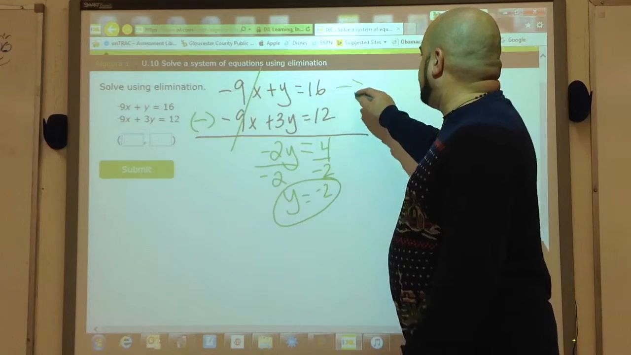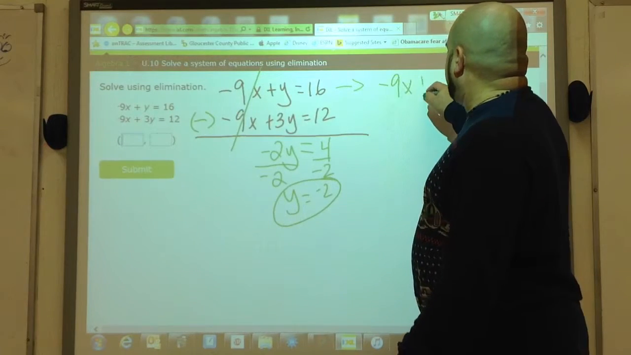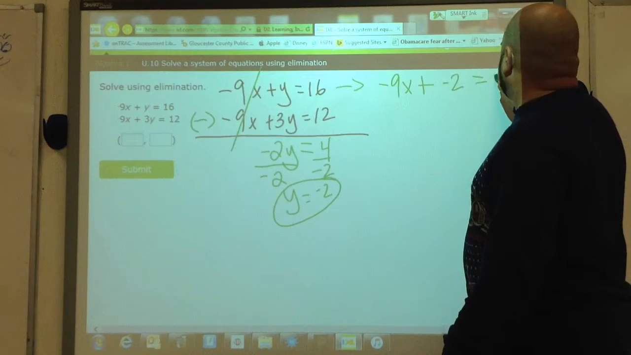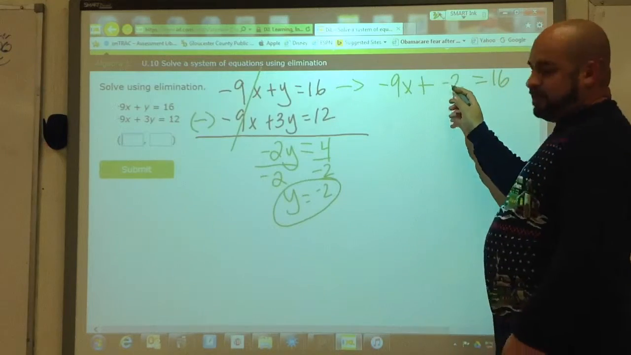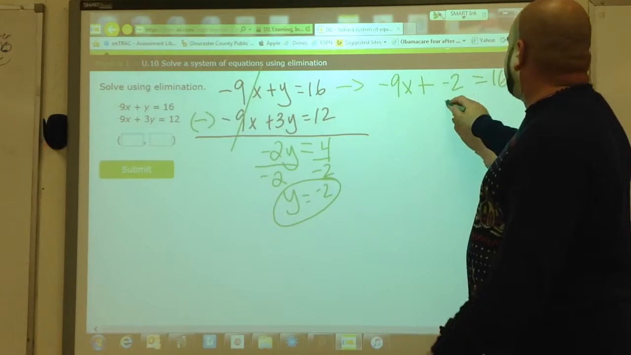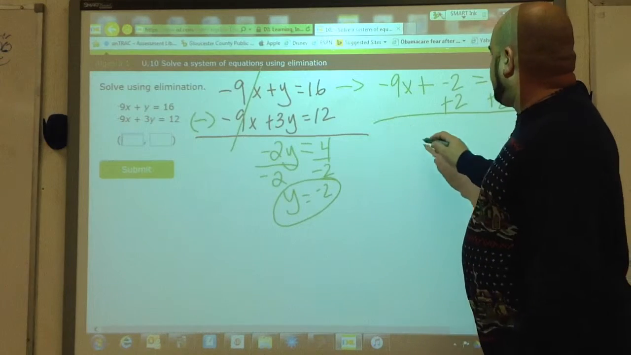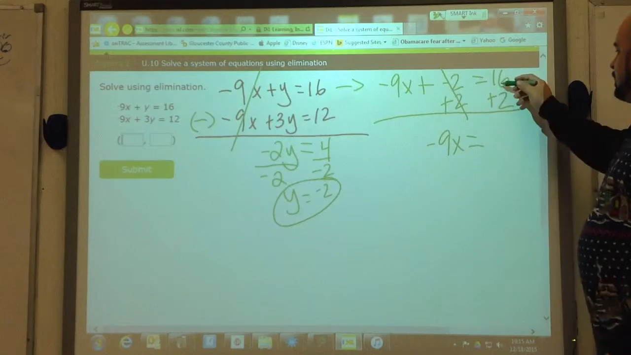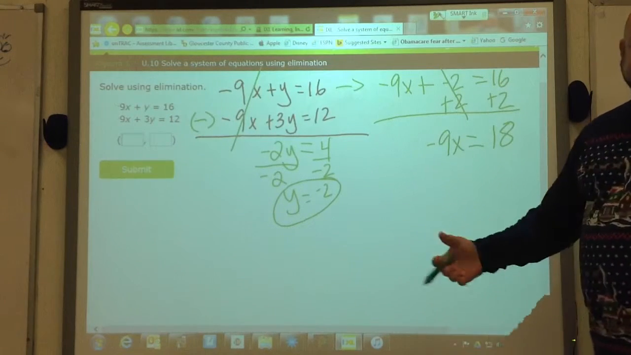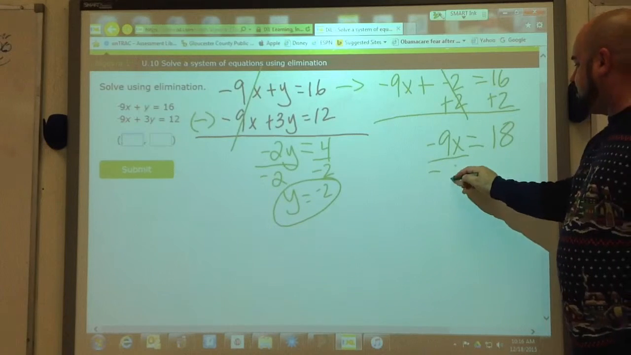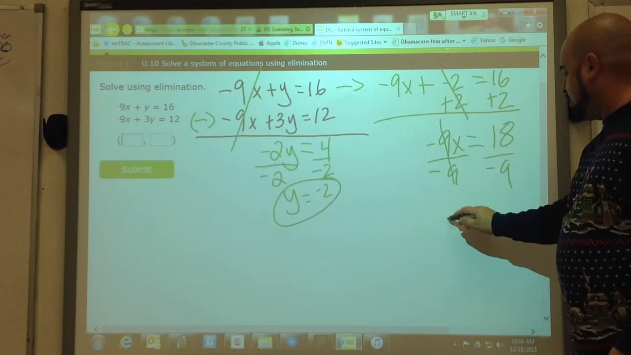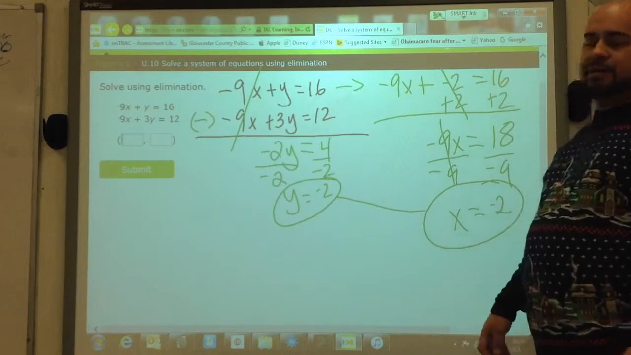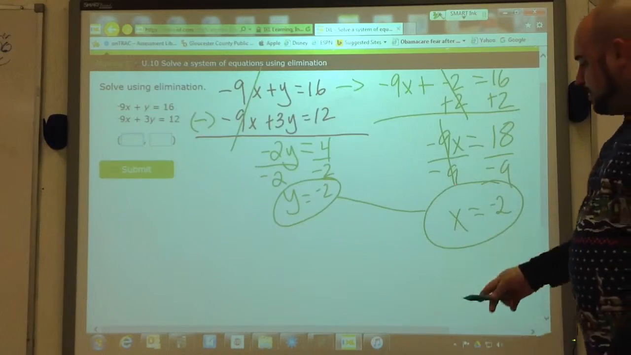So let's use the top one. So I have negative 9x plus, I'm substituting the y with negative 2, equals 16. So instead of negative 2, I'm going to add 2 to both sides. So I have negative 9x equals, negative 2 plus 2 cancels out, 16 plus 2 is 18. Now to get x by itself, I divide by negative 9. So negative 9's are gone. X equals negative 2. So notice my ordered pair, my solution, is negative 2, negative 2.